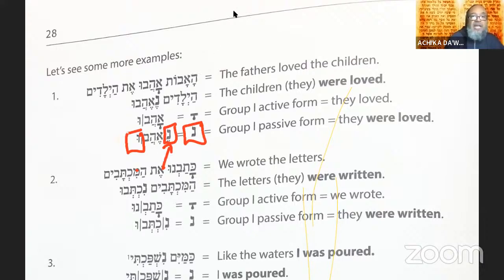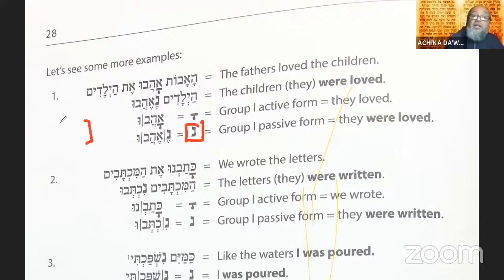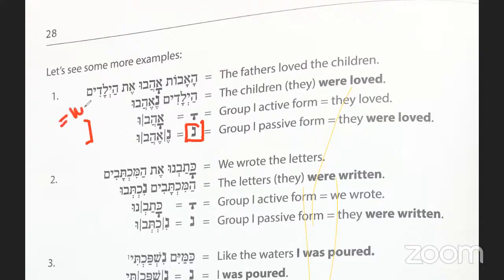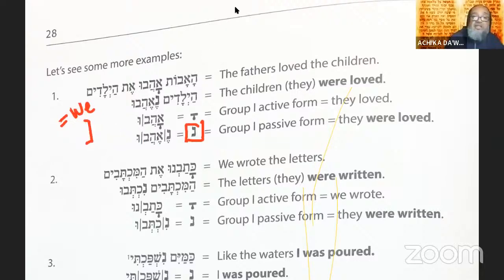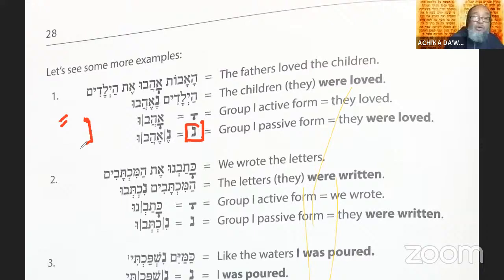Okay, so that's what it is. But also, this can be a little confusing, because the letter noon on the front of a word also means what? We. And you'll see this in the book of Genesis where he says, "let us," and he uses the noon on the front of the word asah, meaning let us, we're going to make man in our image.